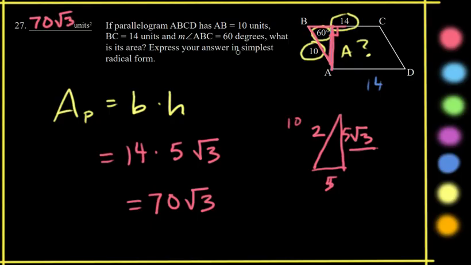And they said express your answer in simplest radical form. That kind of gives you a little bit of a hint that you're going to need a square root or something like that. And so you can feel good about your answer because that's in the simplest radical form there. Okay, let's go on to the next one.